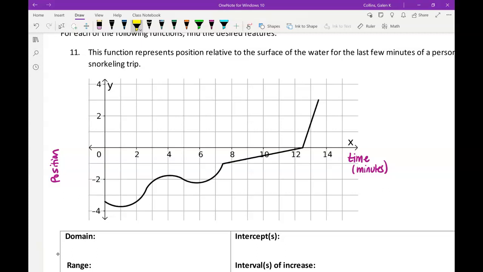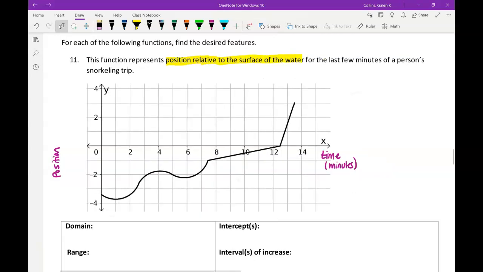I don't know what's going on with my computer, why it's not letting me highlight, but I think it's mad at me for making so many videos.